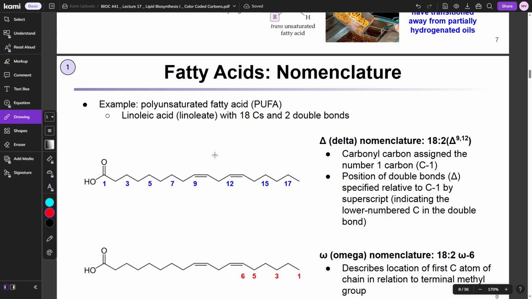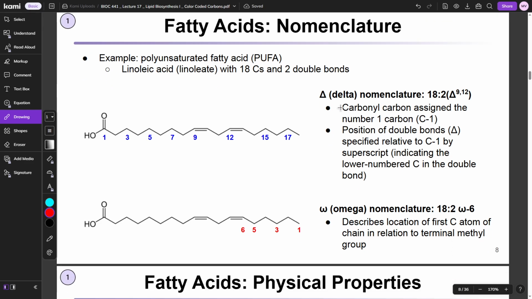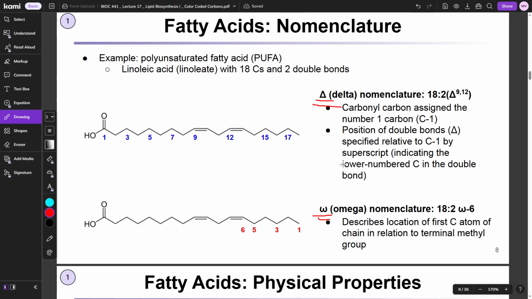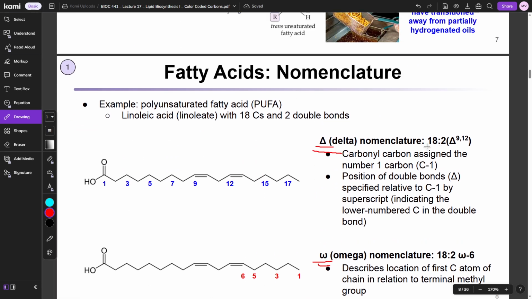For fatty acid nomenclature, we use the delta nomenclature, and then there's the omega nomenclature. The delta nomenclature is where we say how many carbons are in the chain. So if we look at this one here, there's going to be 18 carbons, so there's 18. How many double bonds are there? There's 1 and 2. And the delta just means the double bonds.